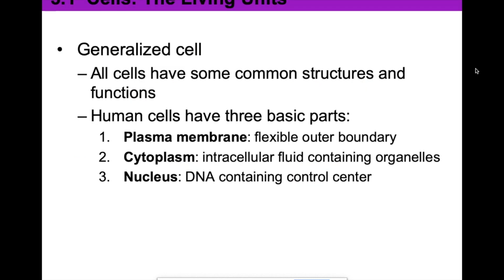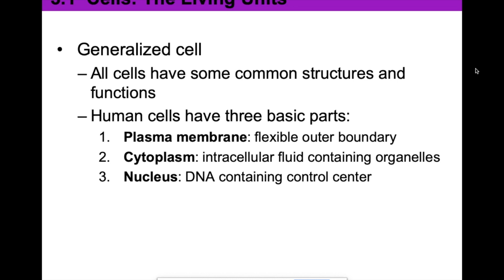So cells are our living units. For a generalized cell, all cells have common structures and common functions. Regardless of what kind of cell you're talking about, there are similarities between them. Human cells have three basic components. That's true for all human cells. Now remember, we have a whole bunch of different types, right? So these are things that we know to be true for all human cells.